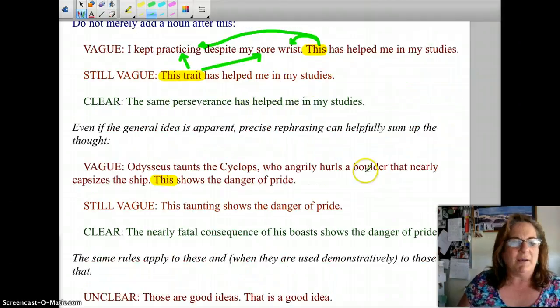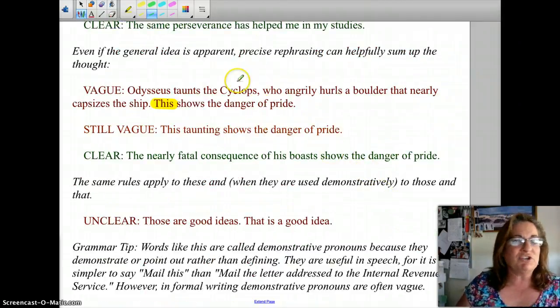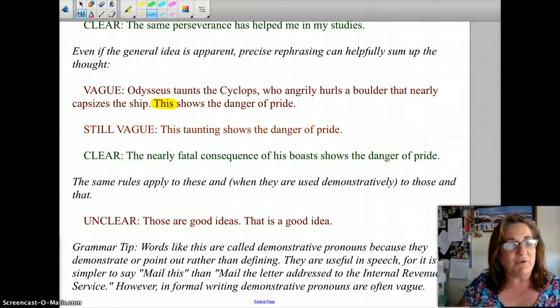Okay. All right, I'm going to stop with that because there's more to it. You can look this up, the Keeble's Guide, if you want. But those are the biggies for pronoun rules.